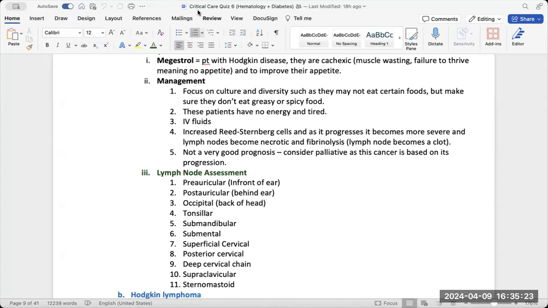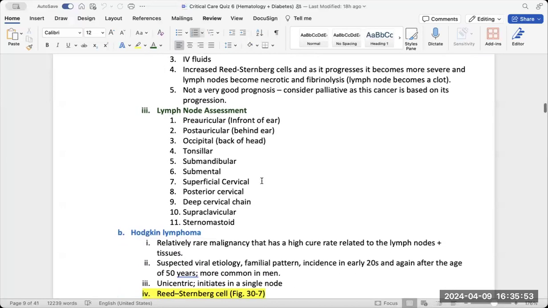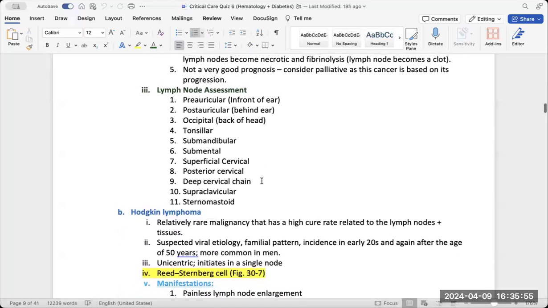And the problem with Hodgkin is because it's a progressive cancer, it's based on how much this disease progresses into the lymph nodes. It can become more necrotic, and the lymph nodes can start to basically undergo fibrinolysis, and they kind of start clotting. They almost start breaking down and becoming these really tough nodes and not the way they're supposed to be. So we have to be really mindful of that, right? And maybe palliative care could be an option for these patients depending on the progression.